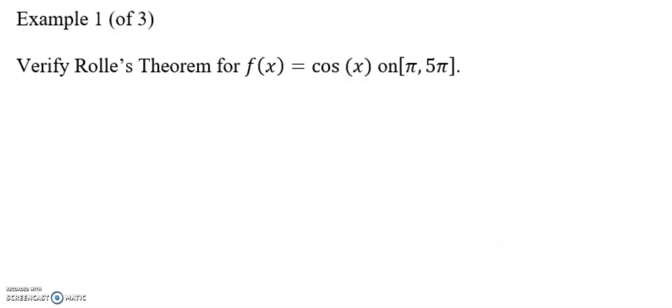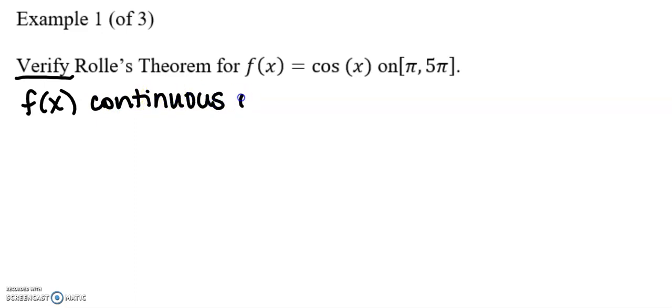So let's jump right into it. Our first example, 1 of 3, says verify Rolle's theorem. Remember, to verify Rolle's theorem, there are 3 conditions that need to be met. First of all, f of x, which for us is cosine of x, needs to be continuous on the closed interval that's provided. Because f of x is continuous everywhere, it will definitely be continuous on the interval from pi to 5 pi.